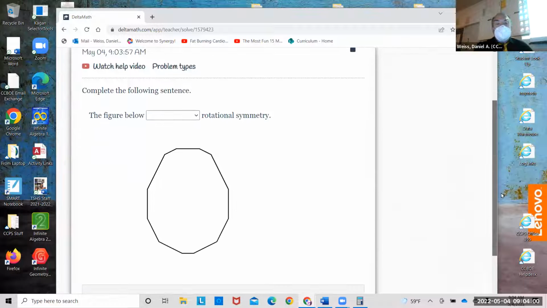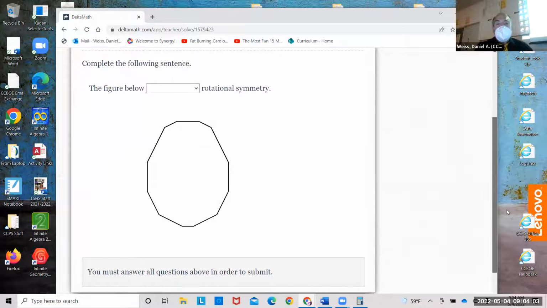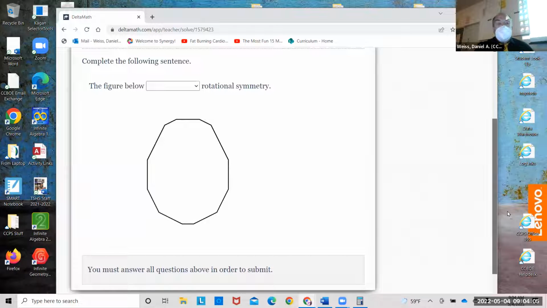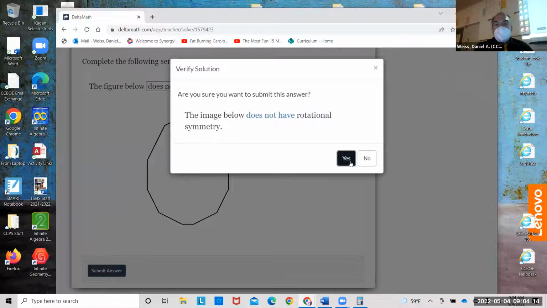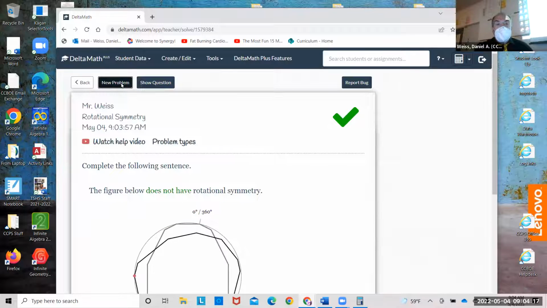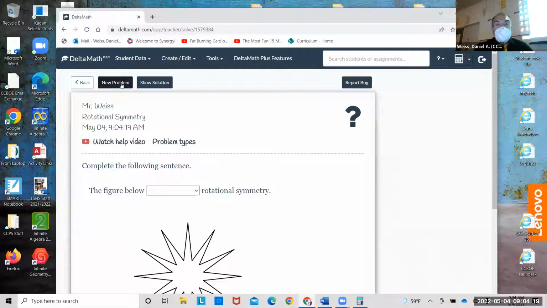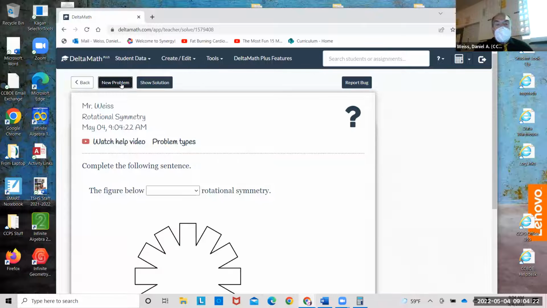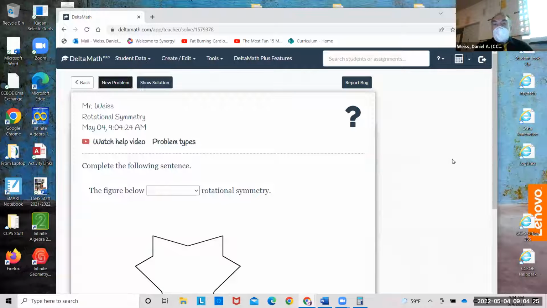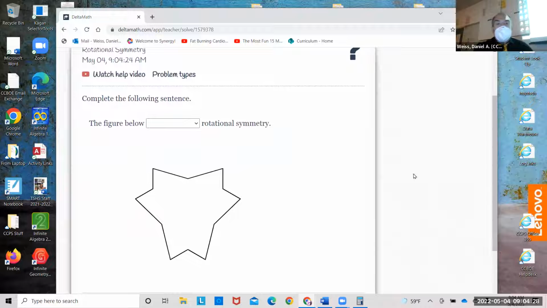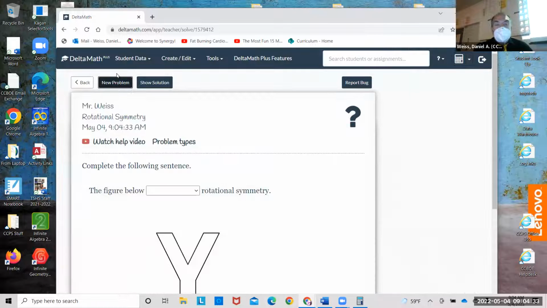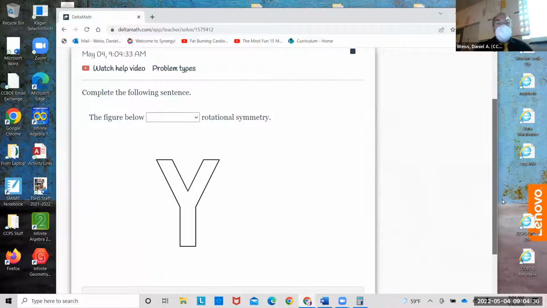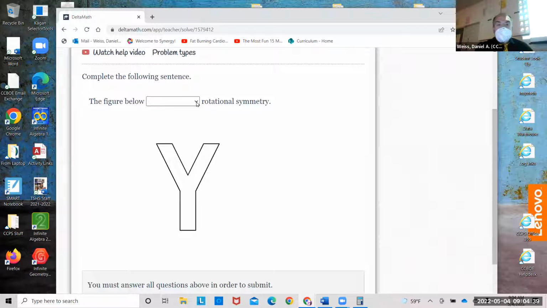Okay. Does this one have rotational symmetry? That one does not look like a circle. I'm going to say does not have rotational symmetry. And that's just going to be my answer. I'm right. Okay. Does this one have, oh, yes, it does. I want to find one more that does not. Does this one have rotational symmetry? Nope.